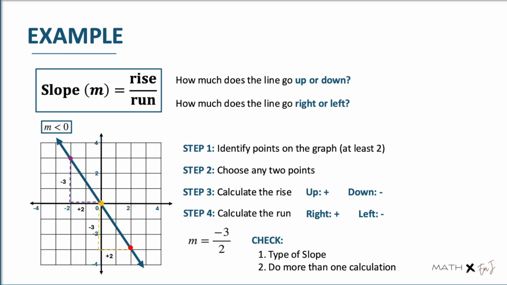The second thing that you can do is do more than one slope calculation. So again, because it's a new concept, the best way to get familiar with it is to practice. So maybe you would calculate the slope from the purple point to the yellow point, and then calculate the slope from the yellow point to the red point. Later in math, you might get comfortable enough just to do one calculation, but again, when you're learning, it's always a good way to check that you have the right answer.